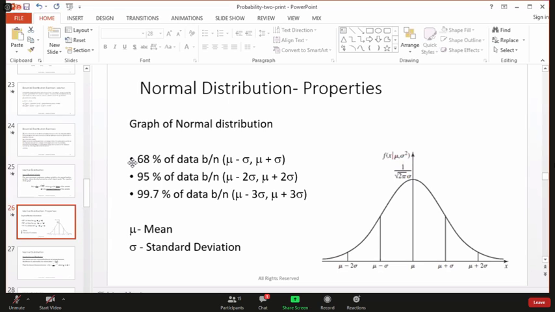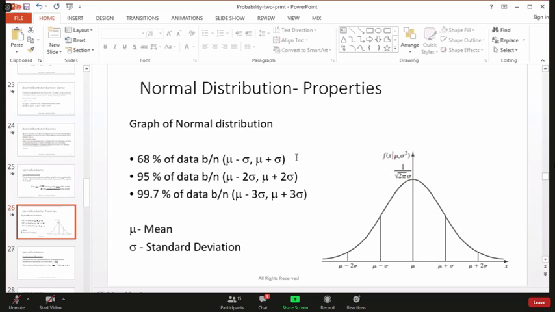68% of the marks, if you consider the previous example, right? 68% of the students' marks are between these two values, mu minus sigma and mu plus sigma.